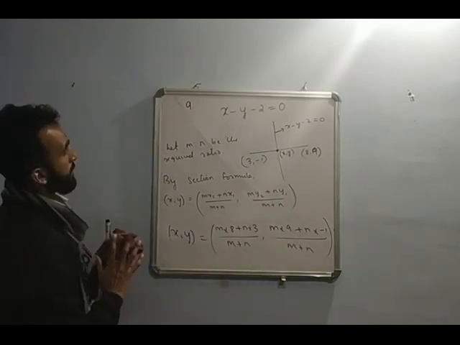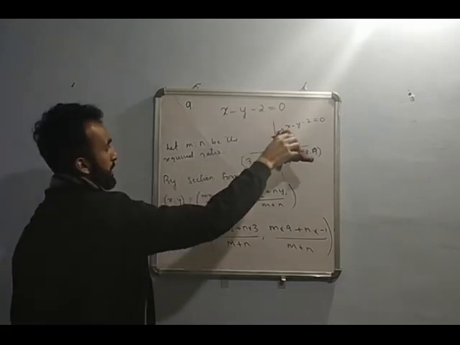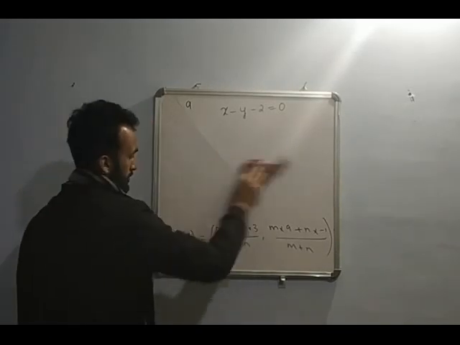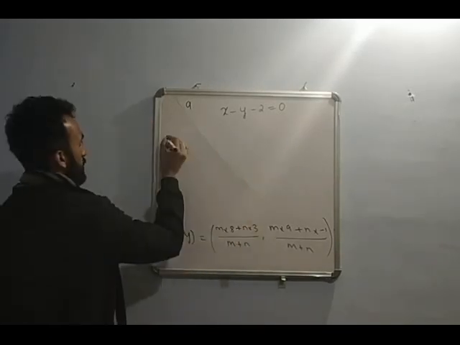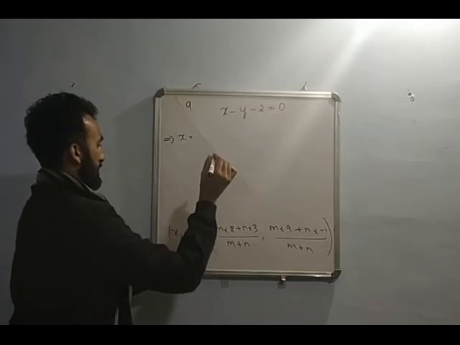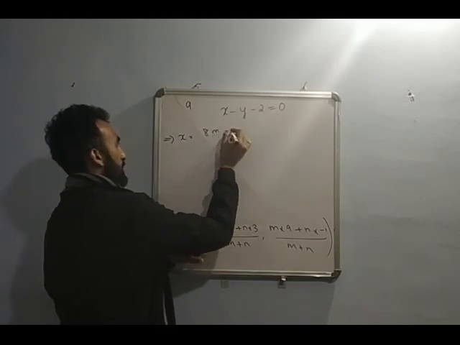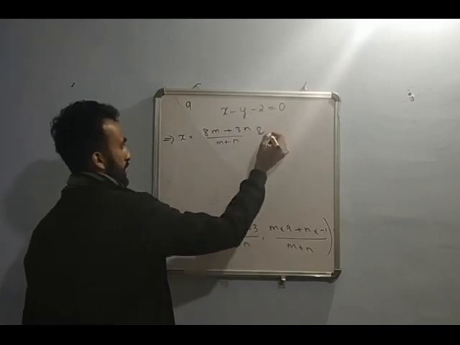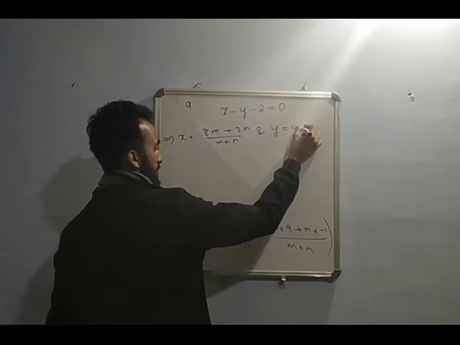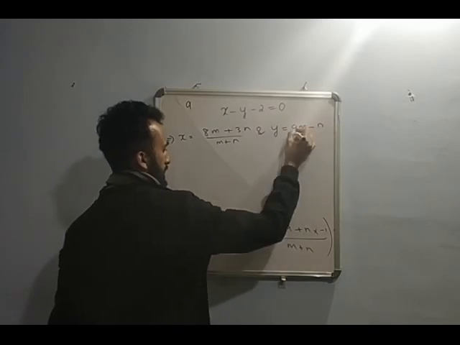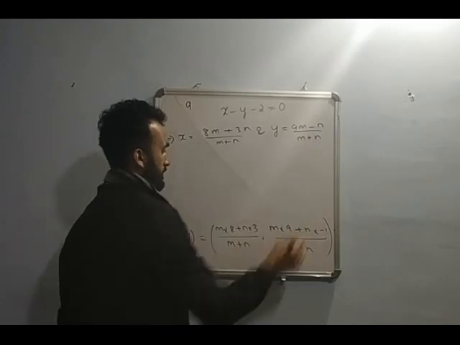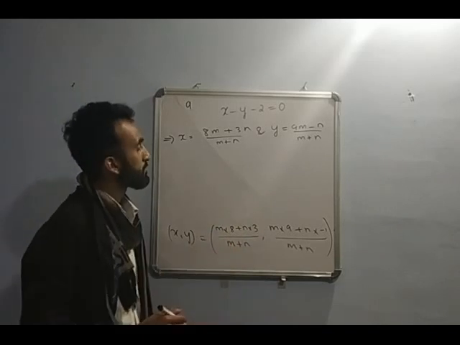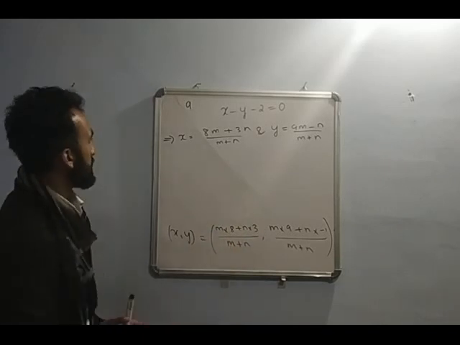Pause the video to note it down up to here. So I don't need this anymore. I'll be needing this line later, so I'm just writing there. So let me do this part. Which implies what? X is equal to 8m plus 3n divided by m plus n, and y is equal to 9m minus n divided by m plus n. Correct or not? Means first one equals to first and second one equals to second. Just check.